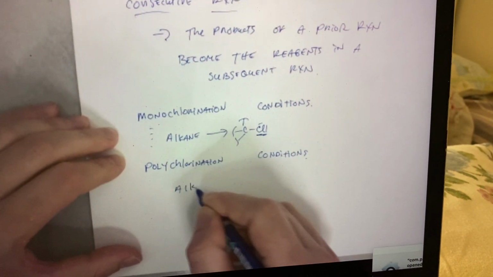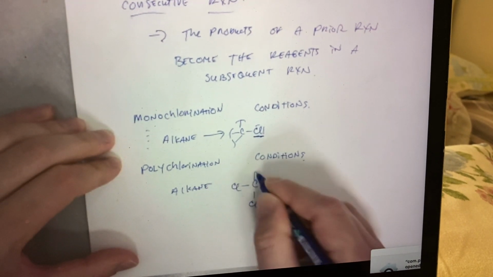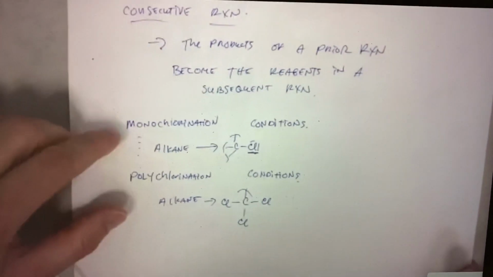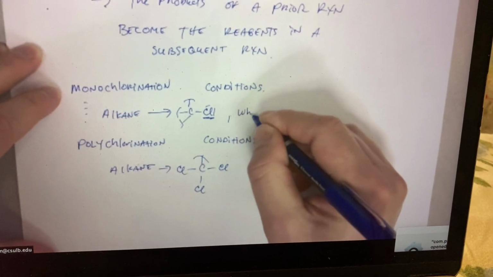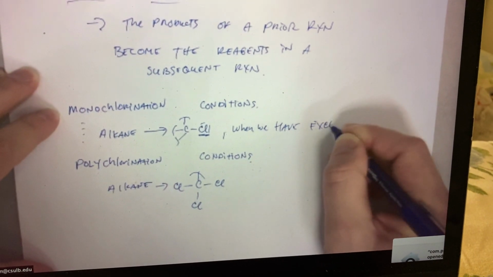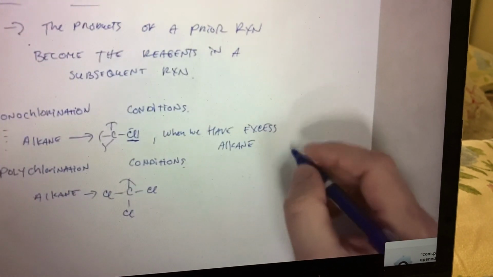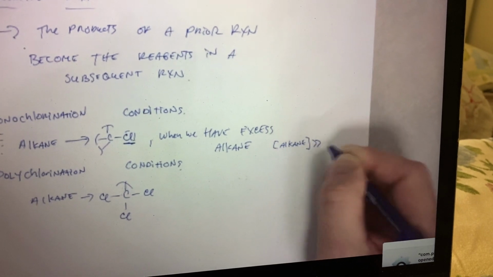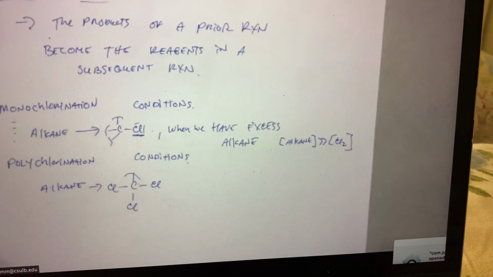Polychlorination, we could have an alkane, and as we previously saw, we could have multiple chlorines put on it. So alkane is only carbon and hydrogen, right? Monochlorination conditions happen when we have excess alkane. Or more specifically, when the concentration of alkane is much, much greater than the concentration of chlorine. This would be called monochlorination conditions.